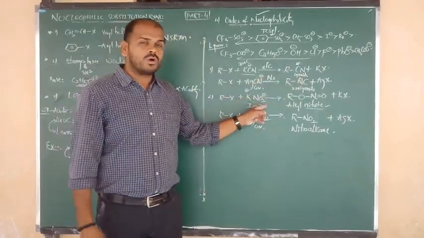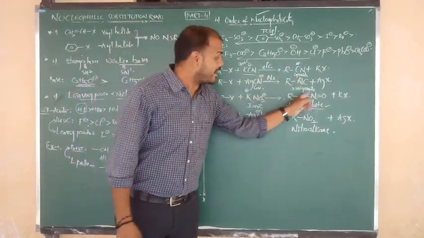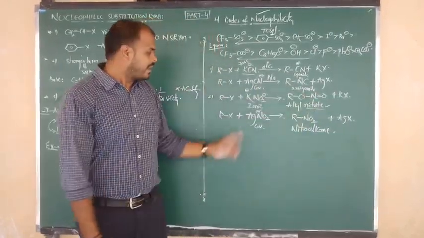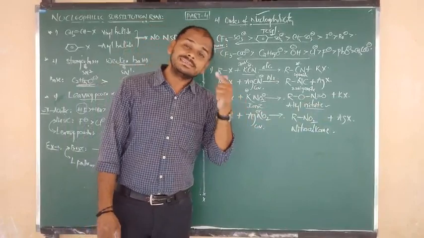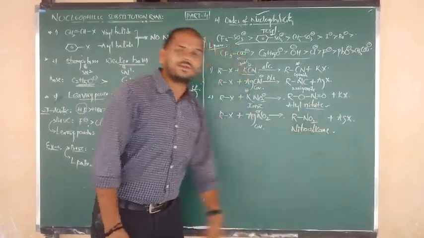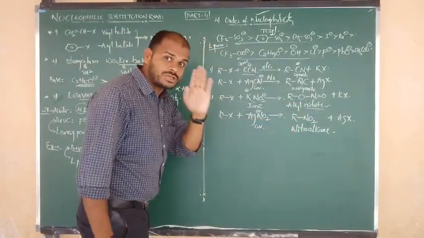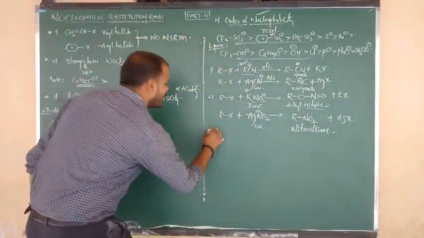In the case of KNO2, the ligating center is O, that is the connecting center O, and that is called alkyl nitrite. In the case of AgNO2, the ligating center is N, so the product is nitroalkane. So which is the ligating center and what is the product? Try to remember, it is important. Let us continue.